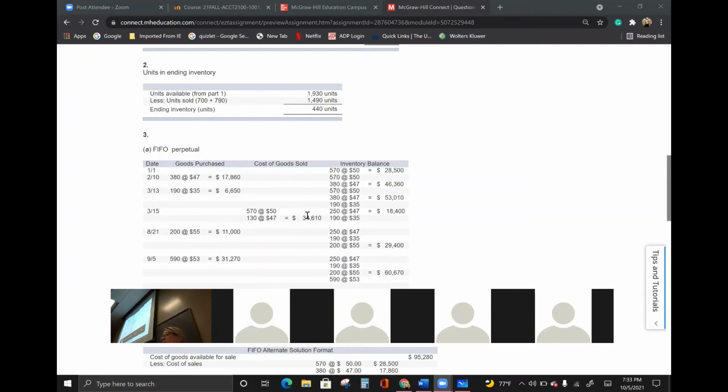What do I have left? Well, I got rid of that whole 570 batch, right? We sold all those. I have 380 less the 130, which is 190 at 35. Is that right? Did I sell all of these too? That doesn't seem right. Does that seem right? Oh, over here, I'm sorry.